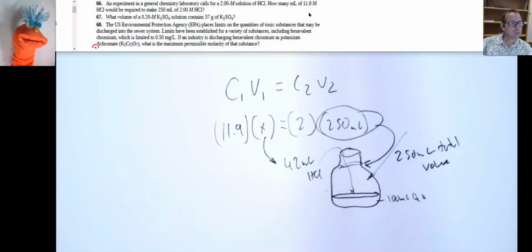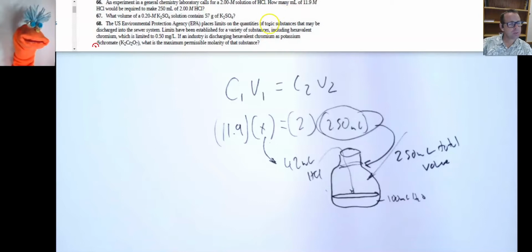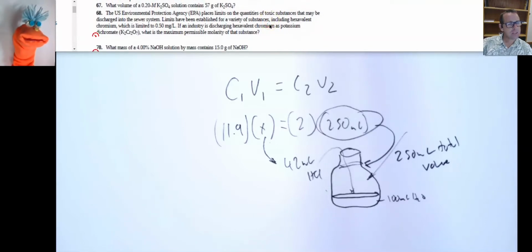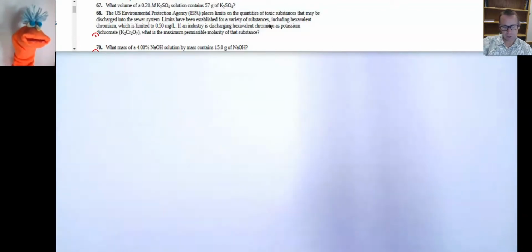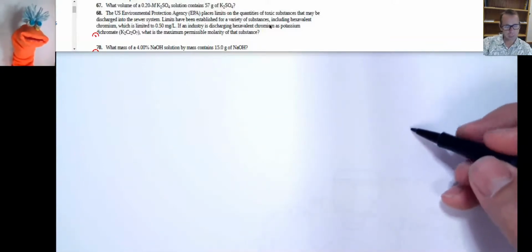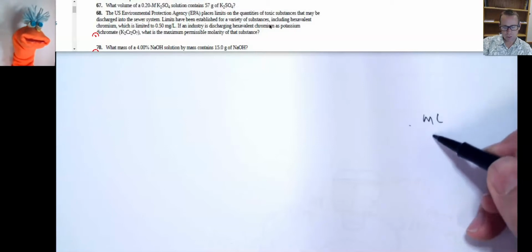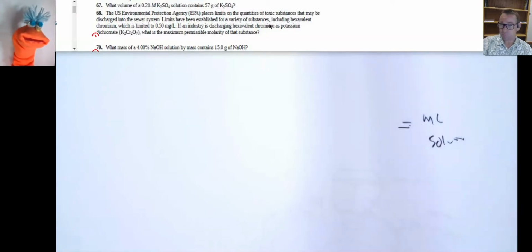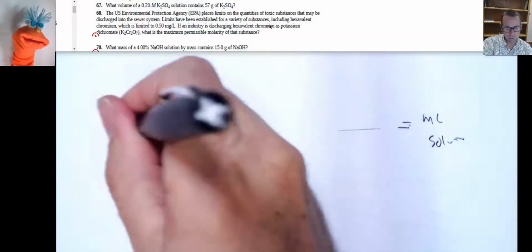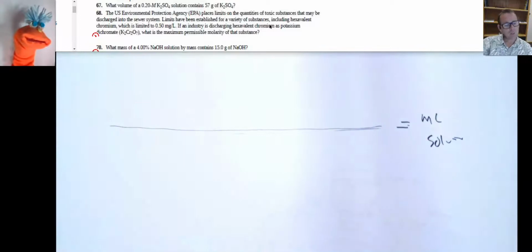All right. What volume of 0.2 molar potassium sulfate solution contains 57 grams of potassium sulfate? This is an interesting one. What goes to the right of the equal sign? I was just about to ask you that. What do you think goes to the right of the equal sign? I guess it's volume. That's right. So milliliters of the solution, right? Or maybe liters. We can go liters if we want to, but milliliters is fine.